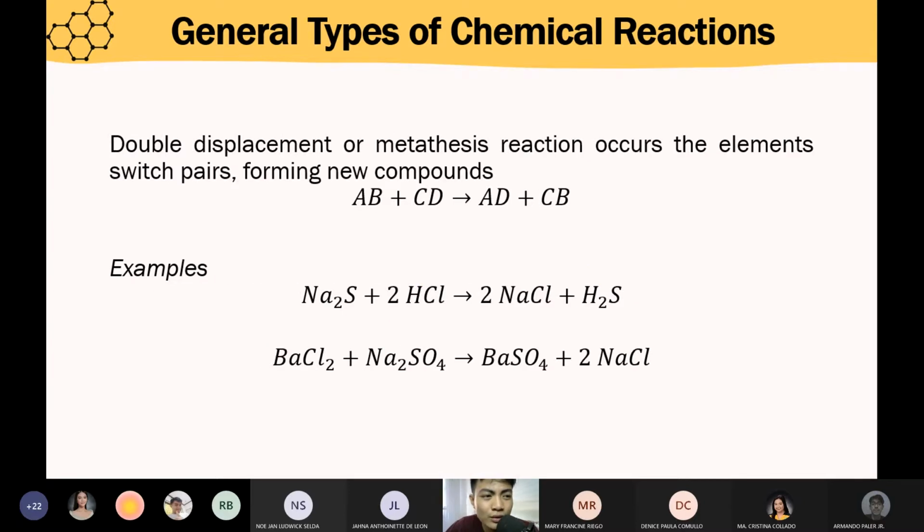But in double displacement, ito na yung nagkakapalit-palit lahat. So originally, the partner of sodium is sulfide. The original partner of hydrogen, hydronium, is chloride. At the end of the reaction, they swapped out. Nag-swap sila. So similar with this one, barium swaps out its partner to sulfate. Sodium swaps out its partner with chloride. So that's double displacement.